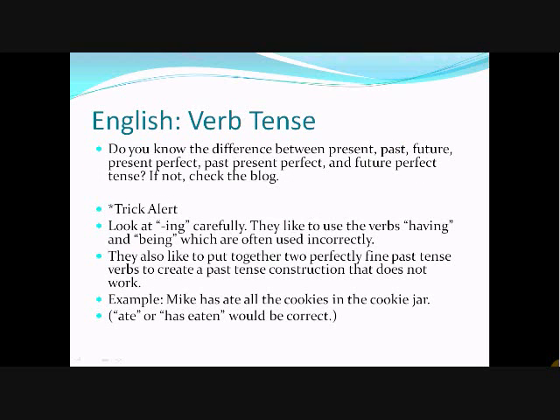Verb tense. Do you know the difference between present, past, future, present perfect, past perfect, and future perfect tense? If not, check the blog. Trick alert: when you look at the ending -ing, look at that carefully, because the writers like to use the verbs having or being, which are often used incorrectly. They also like to put together two perfectly fine past tense verbs to create a past tense construction that does not work. For example, Mike has ate all the cookies in the cookie jar. That doesn't work. Ate or has eaten would be correct.